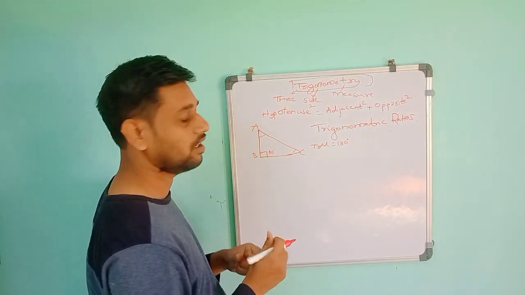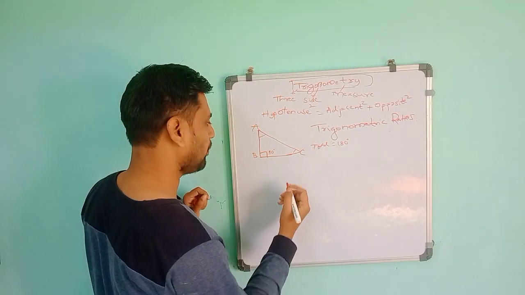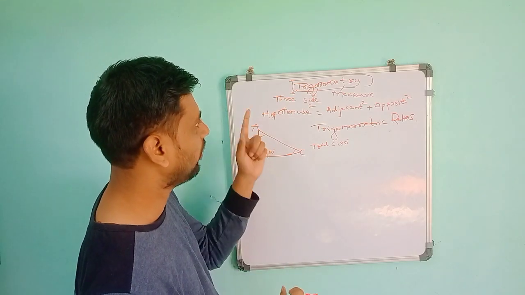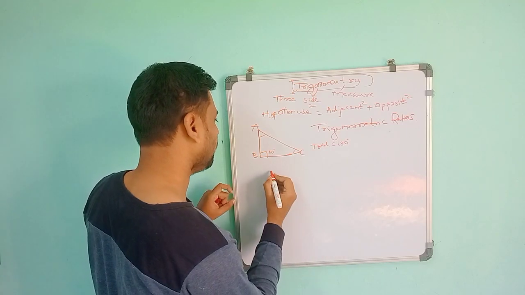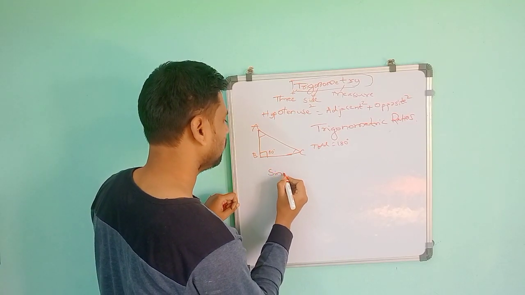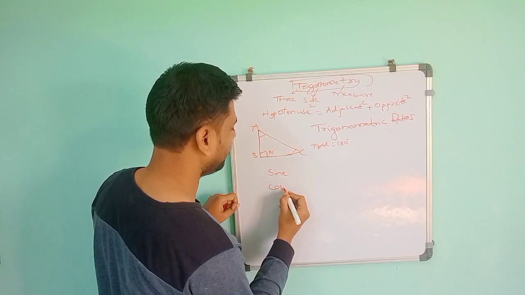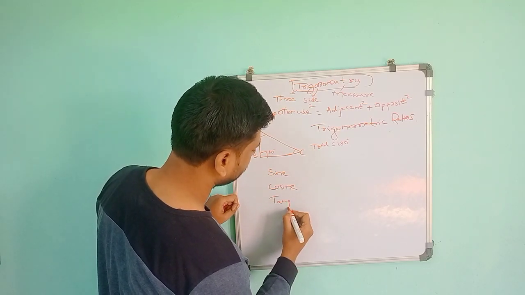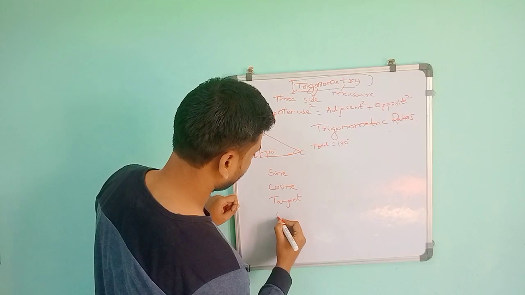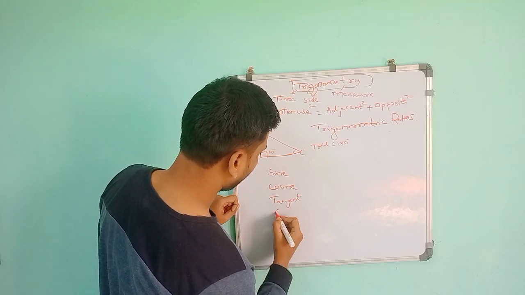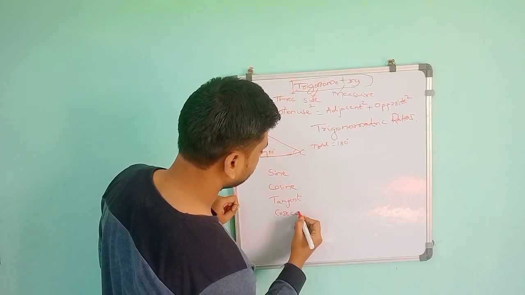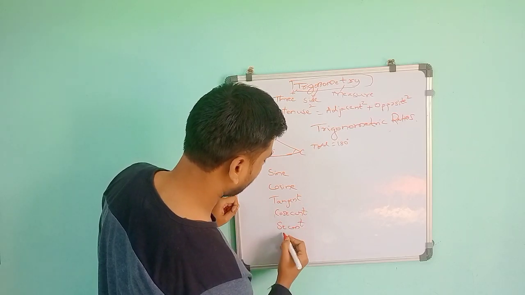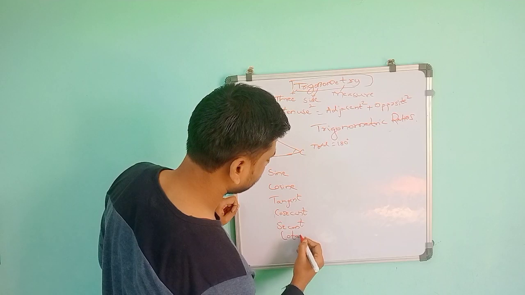Then there are six trigonometric ratios. We have to remember these, which are helpful for the whole lesson of trigonometry. First one is sine, second is cosine, next tangent, cosecant, then secant, and the last one is cotangent.